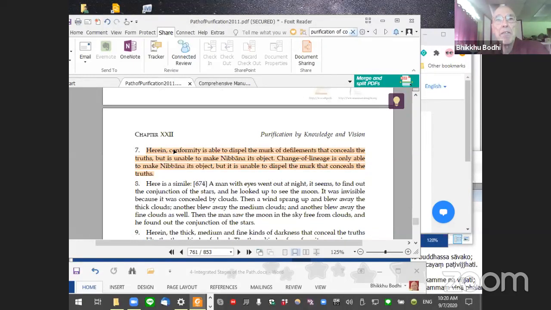Okay, so the text says that conformity is able to dispel the murk of defilements, at least partly able to dispel them, the murk of defilements that conceal the Four Noble Truths, but it is unable to make Nibbana its object. That's because conformity is seeing into the impermanence, suffering, and non-self nature of conditioned phenomena. So it's starting to eliminate the murk or the fog of defilements that conceals the truth. And change of lineage, it says, is unable to dispel the fog of defilements, but it is able to make Nibbana its object.